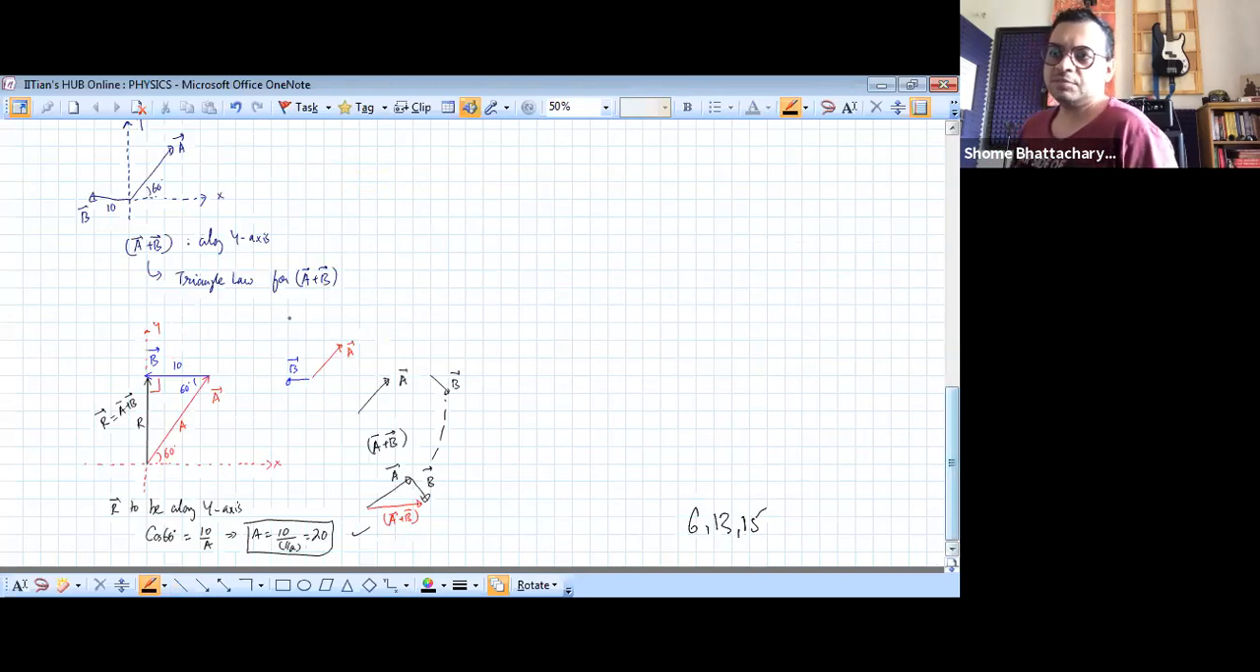Okay people, so is this method clear, the geometrical method, to all of you? Okay, good. So now moving on to question number 6. Okay, just read the question and I'll explain it in detail.